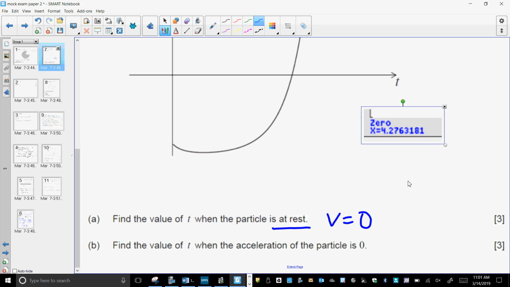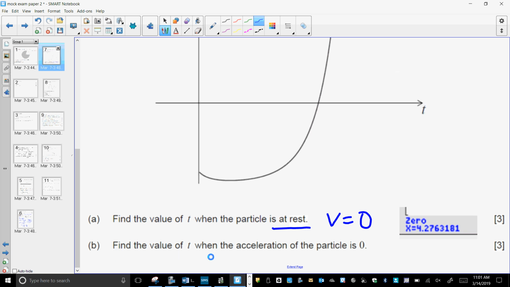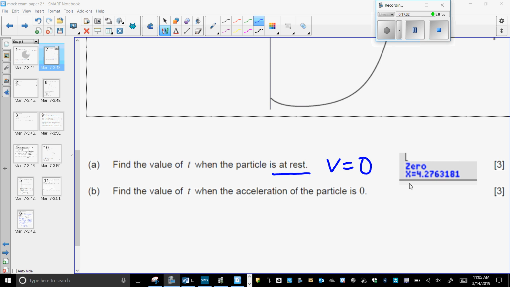Oh Lord, what am I doing? Right, find the t value for when the acceleration is 0. So we need to differentiate this and find when that is equal to 0. Okay, sorry, got a call, don't know where I got to.